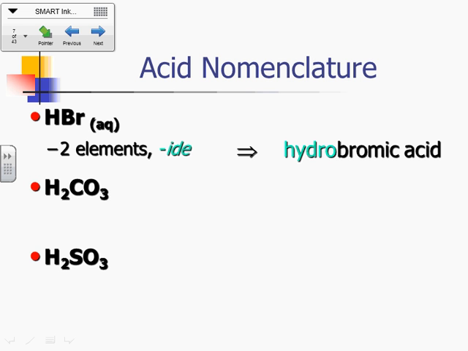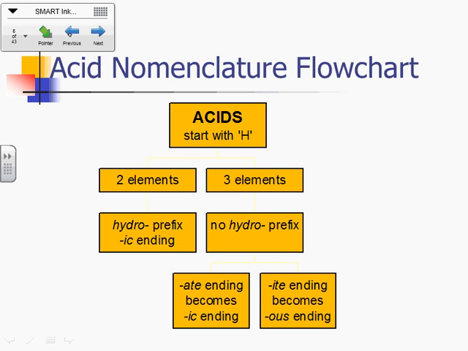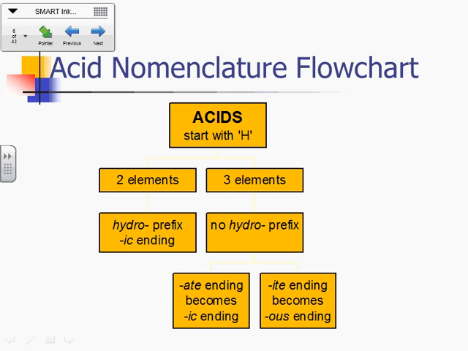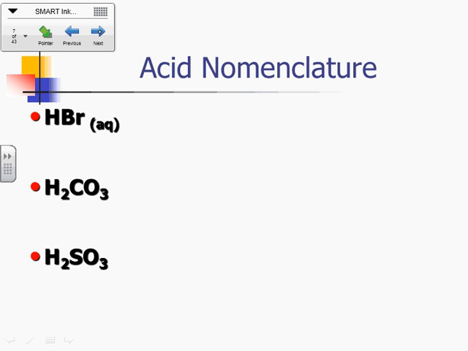H2CO3. Now we have to be careful here. There's no hydro because there's 3 elements, so then we've got to decide, what is CO3? This is where it would probably be a good idea to have those polyatomic ion charts out, unless you have this memorized. CO3 is carbonate. So because it ends in ATE, carbonic acid. No hydro prefix, it's just carbonic.